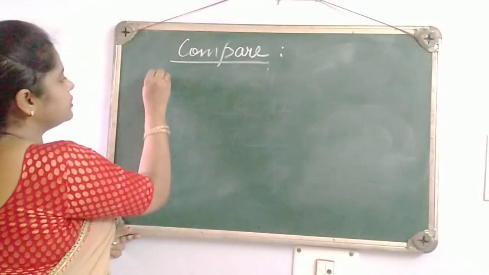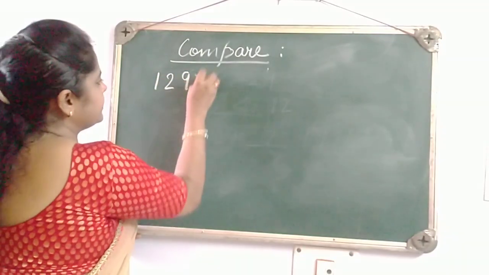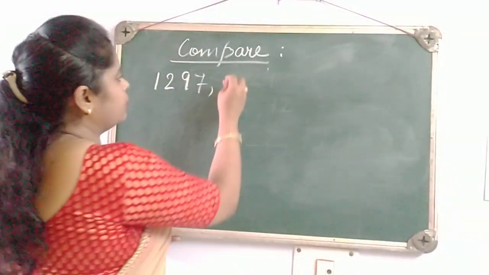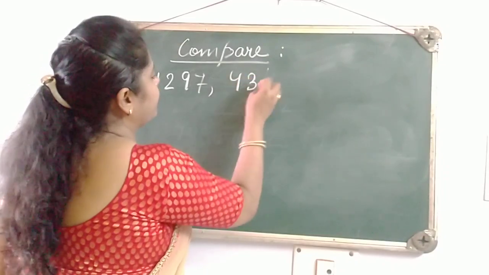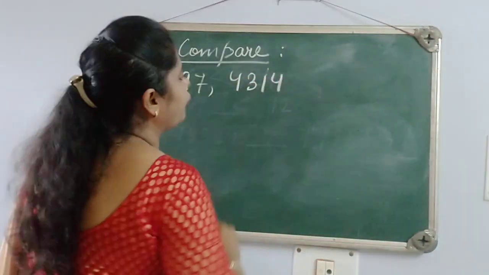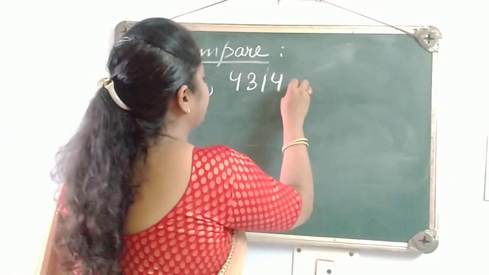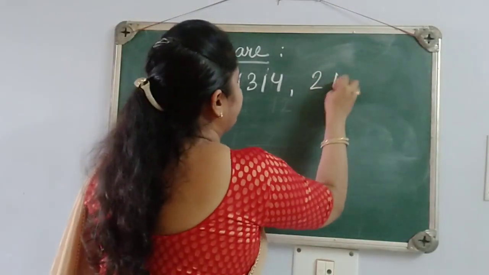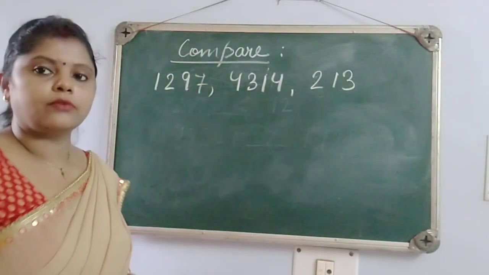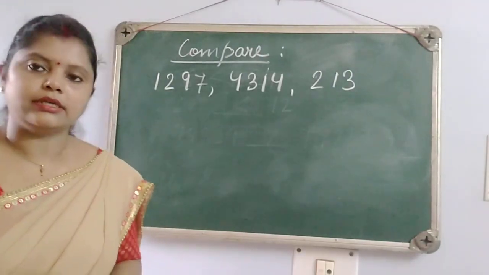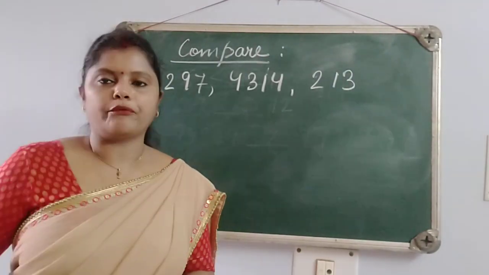First of all, the number is 1297. Another one is 4314. And the next one is 213. I have written three different numbers. Now, just see what we have to do.